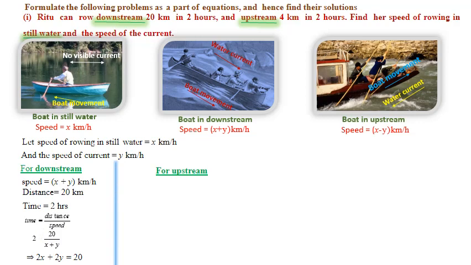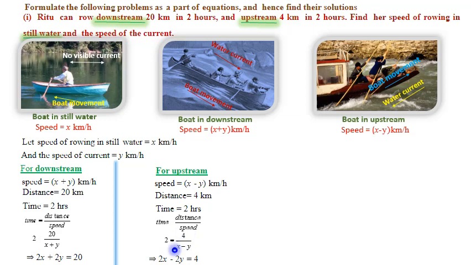And in the second case, that is for upstream, we have speed x minus y from our calculation. Then next, distance is 4 km from the question, and time again 2 hours from the question. We have to write the formula: time is equal to distance divided by speed, and substitute it. Time is 2, distance is 4 km, speed is x minus y. Cross multiply it, 2 into x is 2x, 2 into y is 2y.